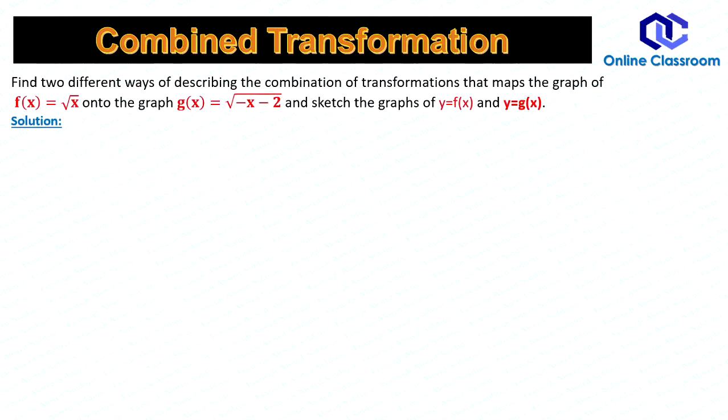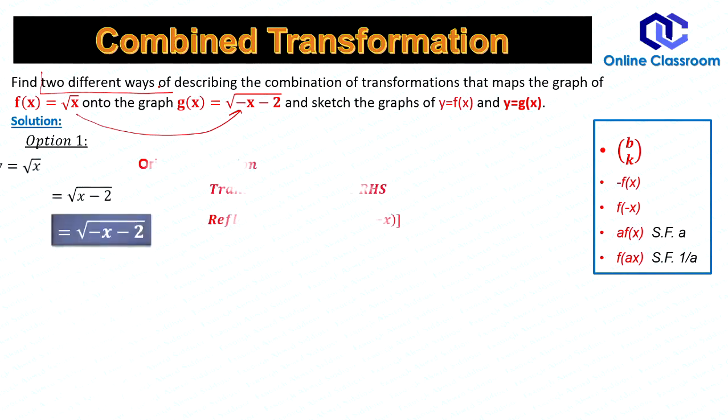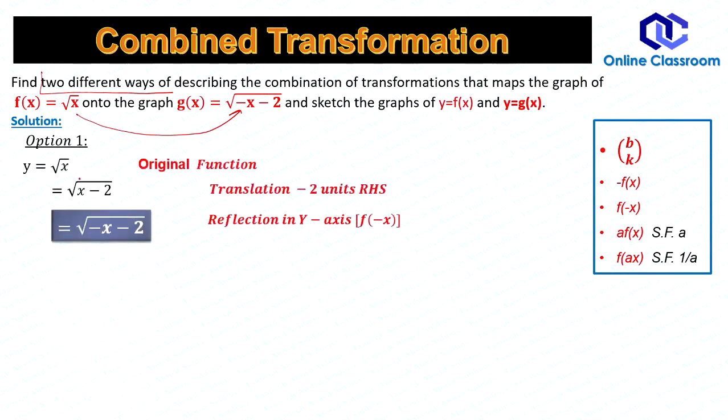Now we have a function root x transformed to minus this. The examiner is asking, write down 2 possible ways of getting g(x). There are multiple possibilities; I'm showing with this working. Option 1, this was the original function.